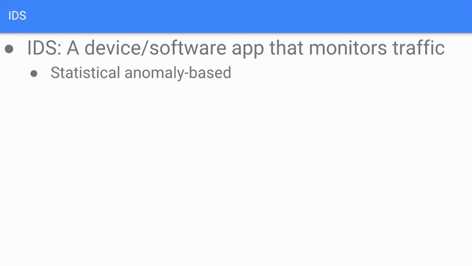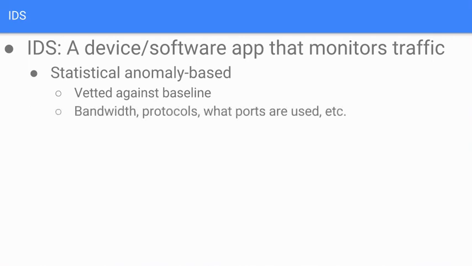There are a couple of different types of IDS systems. You have the statistical anomaly based, which is a fancy way of saying that traffic coming in is vetted against a baseline. It monitors the bandwidth, the protocols, what ports are used, et cetera, and establishes a normal baseline. After that baseline has been established, all future traffic is checked to see whether it is within a standard deviation or two of the norm, and that's what goes on in that version.